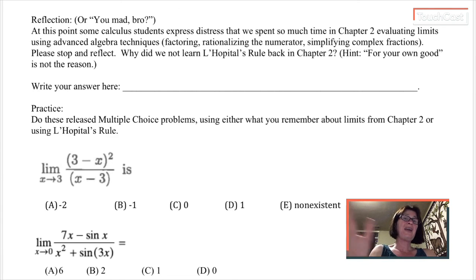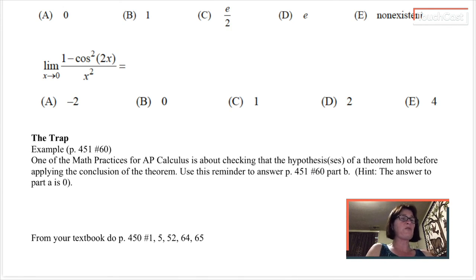Okay, so now you're going to answer these multiple choice questions, practicing using L'Hopital's rule. Or if you feel really strong about the techniques that we learned back in chapter 2, you have lots of choices now for how to evaluate limit expressions. Associated with L'Hopital's rule, we have to talk about what is sometimes jokingly called L'Hopital's trap. One of the math practices for AP Calculus is that before you use a theorem, before you use the intermediate value theorem, the mean value theorem, or L'Hopital's rule, you stop and check that the conditions for the theorem actually hold.